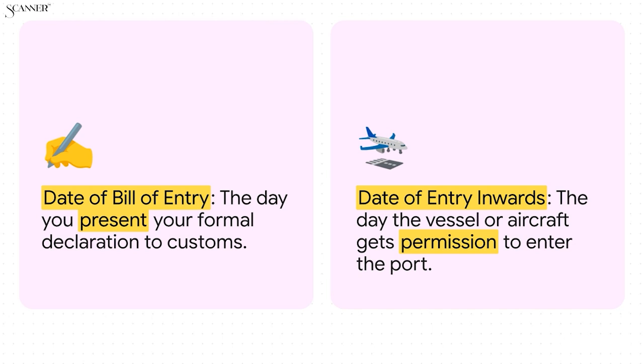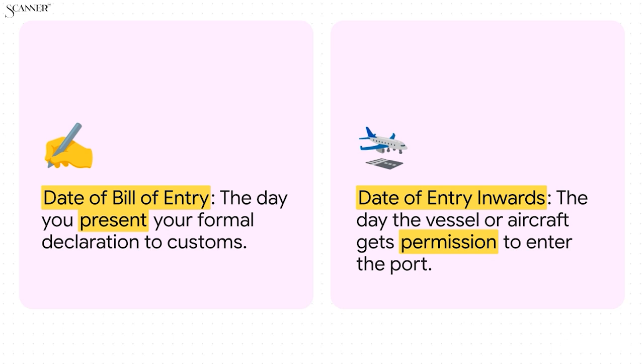First is the date of entry inwards. That's when the ship or plane gets the green light to enter the port. But the one we really care about for our calculation is the date of bill of entry. This is the day you, the importer, formally tell customs, hey, here's my stuff. So, why is this one date so darn important?